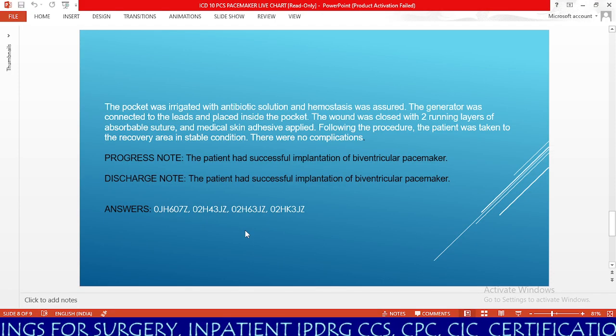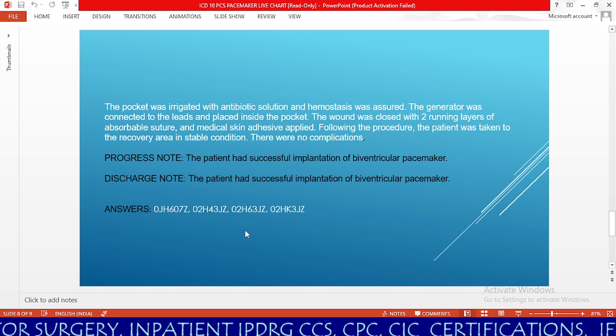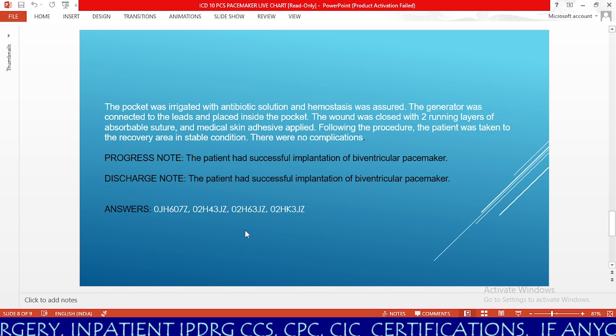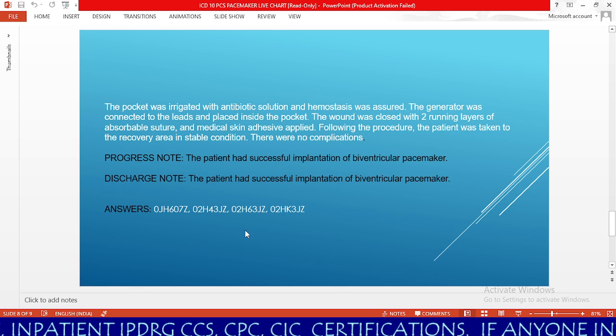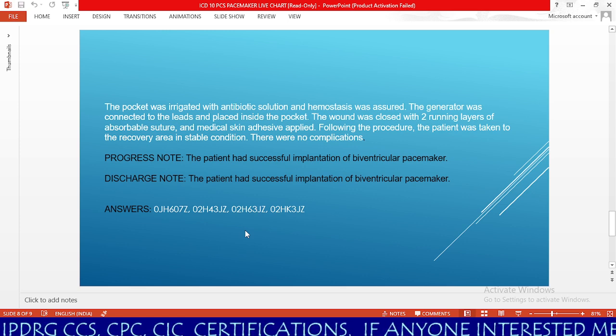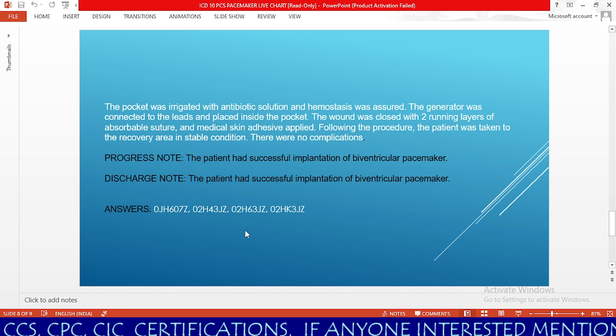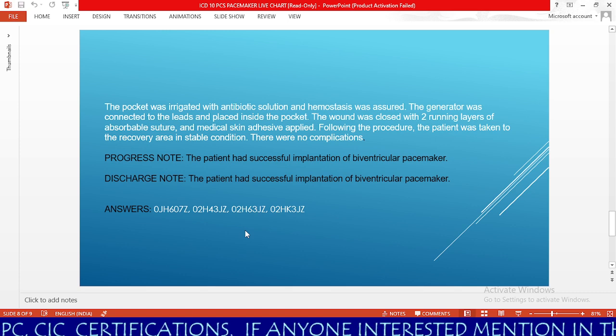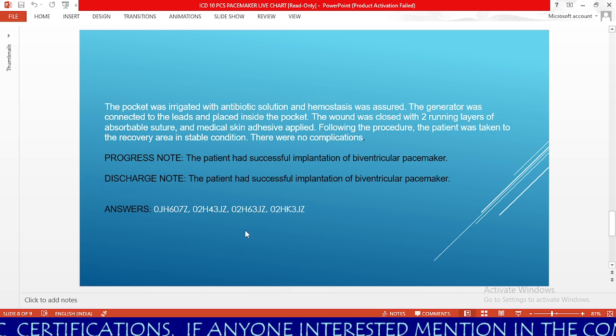So like this, whenever we code a pacemaker, we need to code three lead insertions along with the pacemaker generator insertion. And as it is a biventricular pacemaker, we need to code the pacemaker pulse generator insertion as well as three leads.